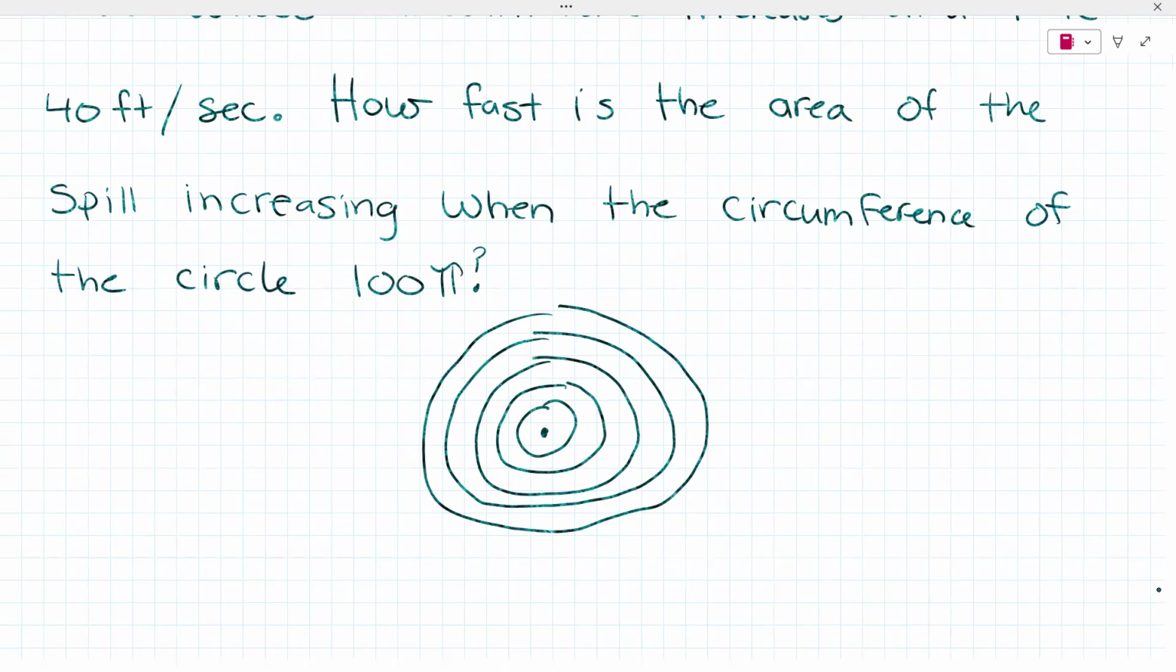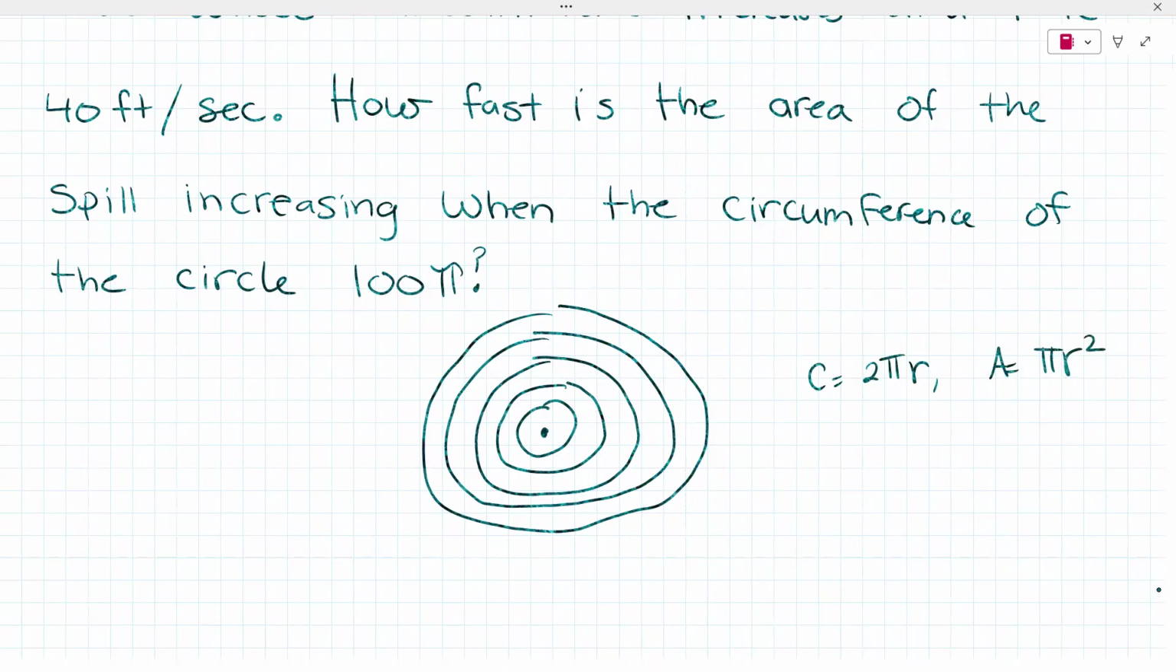They're saying that we have a rate of 40 feet per second. Wait, what formulas do we need to know? They're talking about circumference and area of a circle. The circumference of a circle is 2 pi r, and the area of a circle is pi r squared.